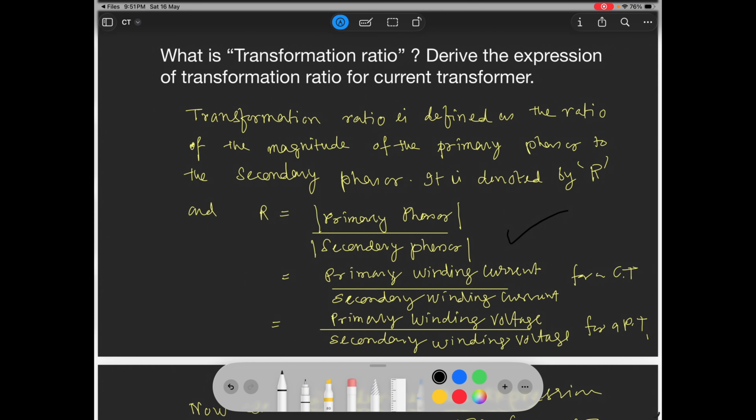Today we will learn how to derive the expression of transformation ratio of current transformer. So naturally, what is transformation ratio?